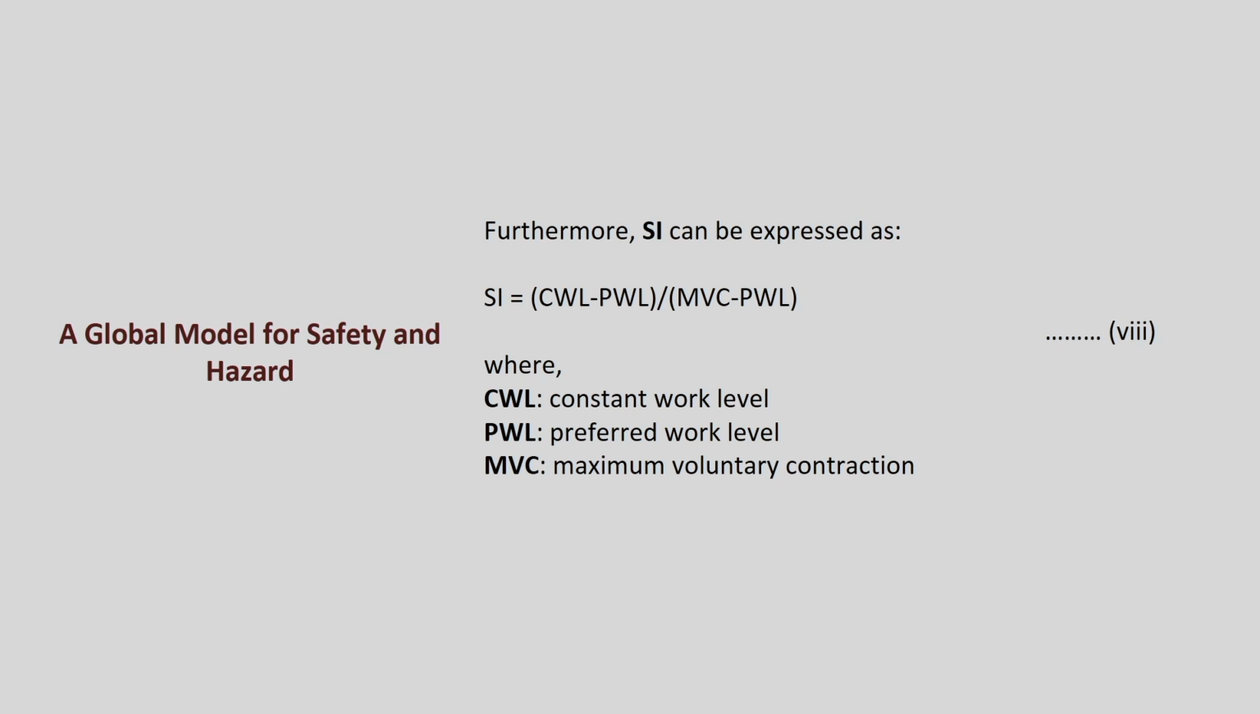Okay. So, we need to keep them constant. Given a chance, we need to change the other factor which has less impact in the whole process. So, that is the way we utilize these values for modification. So, SI also we can say CWL minus PWL divided by MVC minus PWL, whereas CWL is constant work level, PWL is preferred work level and MVC is maximum voluntary contraction.